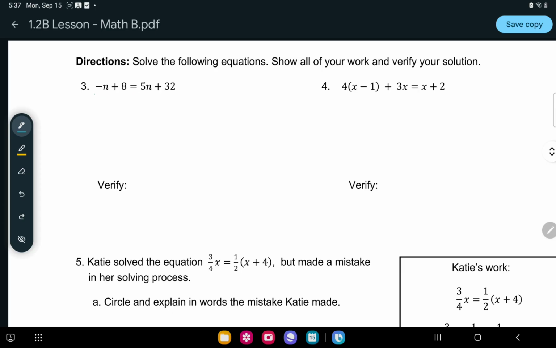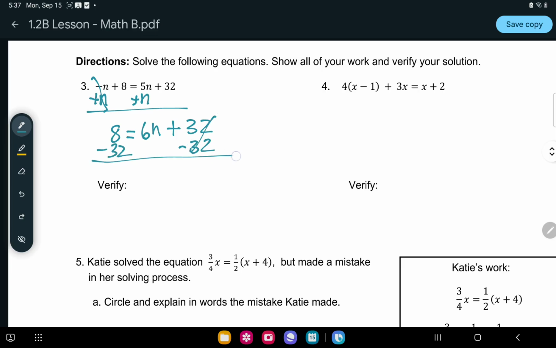In this case, negative n is smaller because it's negative. So I'm going to add n to each side. Negative n plus positive n will just cancel, and all that's left on the left side is 8. Then 5n plus n is 6n plus 32, looks like any other equation now. So now I'm going to subtract 32 from each side. 8 minus 32 is negative 24. And then I'm going to go ahead and divide by 6 on both sides. So n is equal to negative 4.